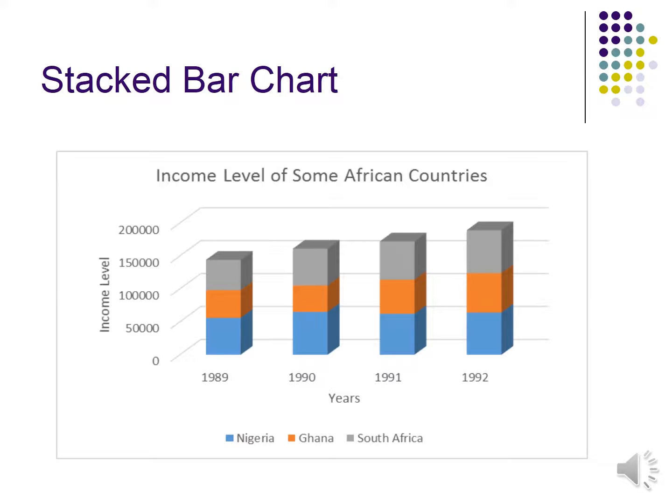The same with the income level of African countries. I'm trying to present it as a stacked bar chart. And if you look at it, similar to the explanation with the previous chart, you'll see that the rate of increase of blue is very, very marginal. The orange one is increasing significantly, so also the ash one, which means that Ghana has had the highest marginal increase, followed by South Africa, while Nigeria, which is maintaining the lead hitherto, is having the lowest marginal increase over the period of time.